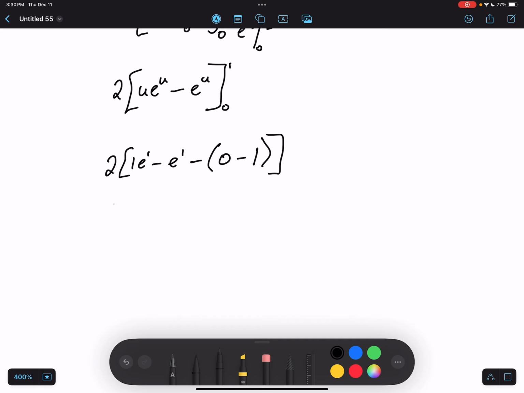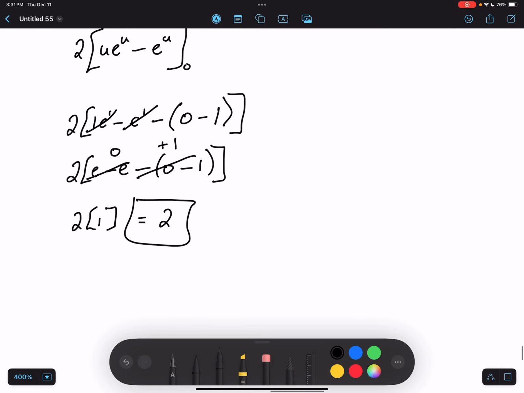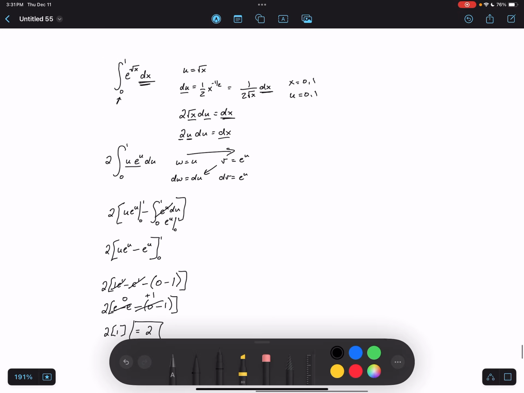And so what we've really got is 2 times e minus 0 minus 1. 0 minus 1 is negative 1. Minus negative 1 is just positive 1. E minus e is, of course, 0. So what we actually have is 2 times 1, which equals 2. And that is the solution to the definite integral of e to the square root of x from 0 to 1.